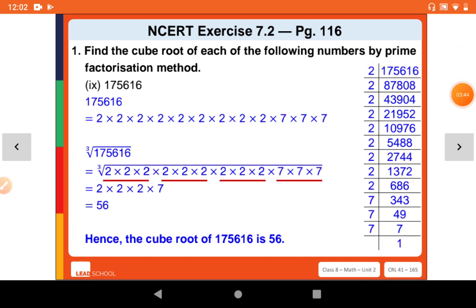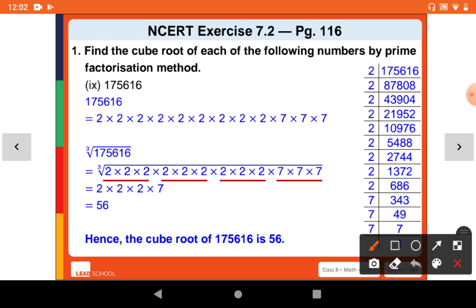Here is part number 9, 1,75,616. These are quite tough because the figures given to you are big numbers. So match the prime factorization carefully. Hope you haven't made any kind of mistake. If there is still any mistake, you can match from the solution and do the correction. Hence the cube root of 1,75,616 is 56.